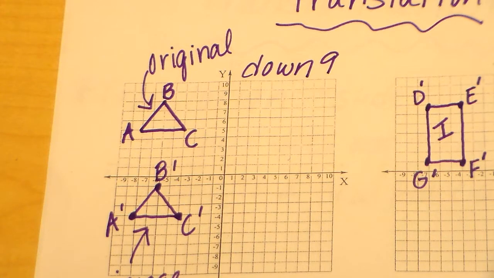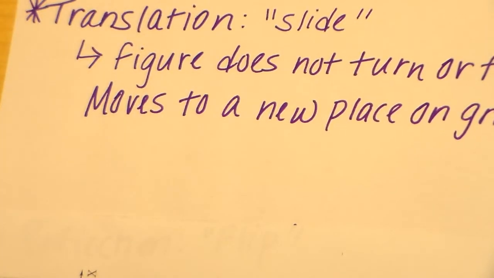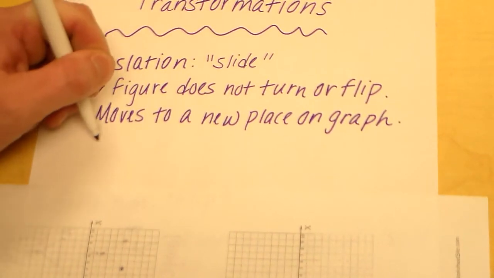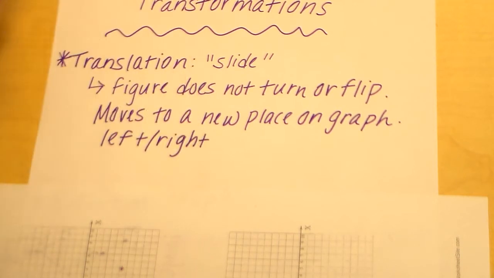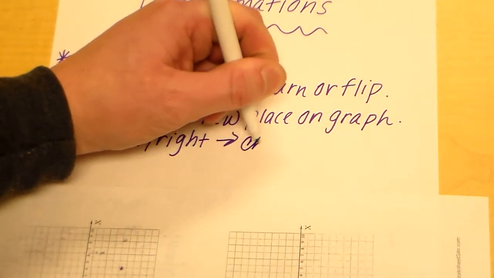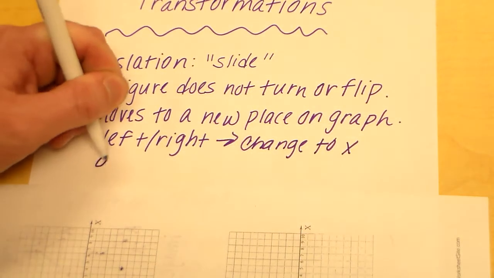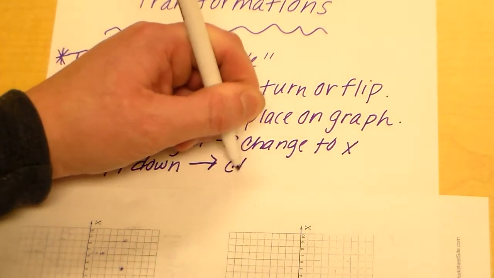The new way we're going to look at it is deciding what our movement looks like in the ordered pair form. So if I go back to translation, we have 2 ways that we can move on a graph. We can move left and right, and that would be change to my x coordinate. And we can move up and down, and that would be changed to the y coordinate.